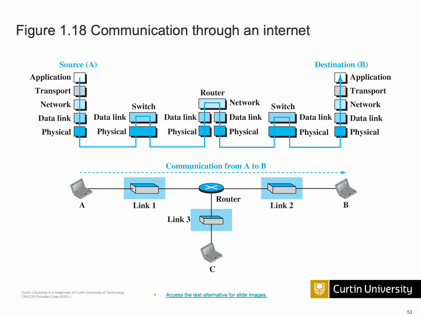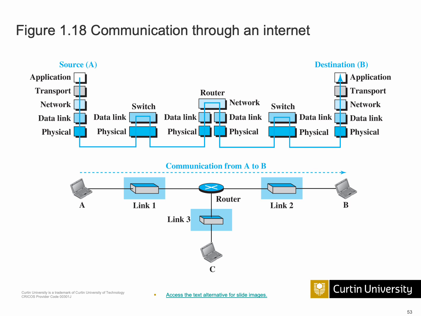Source A has 5 layers. The message will go through the application, transport, network, data link and physical layers, and the message will then go through the physical link between host A and the first switch. In the switch we have only 2 layers, physical and data link, and it will come down again through the data link and physical layer and then go through the physical link between the switch and the router.